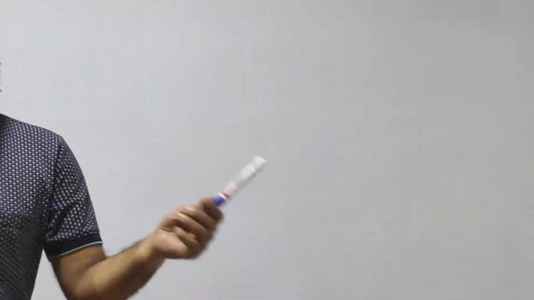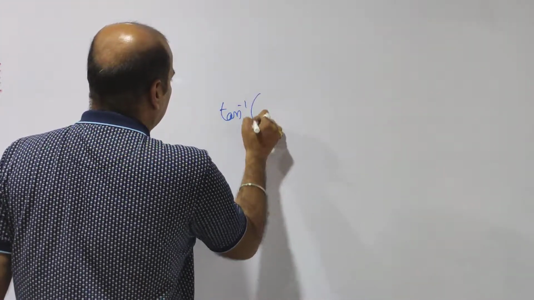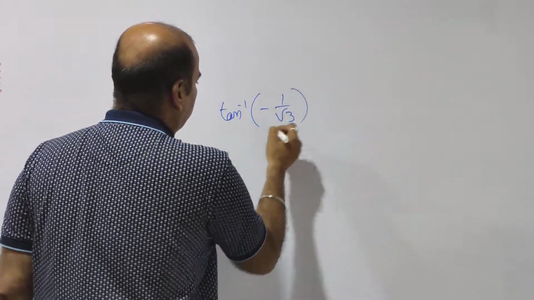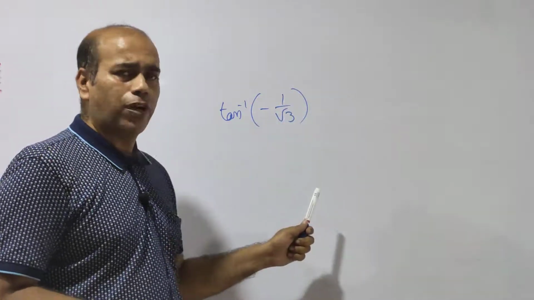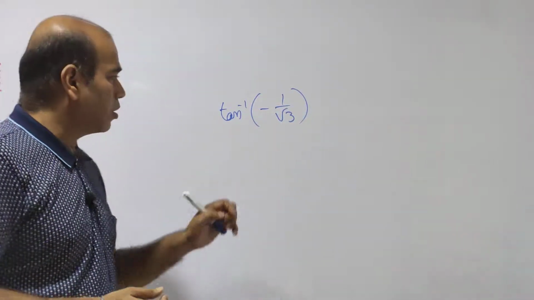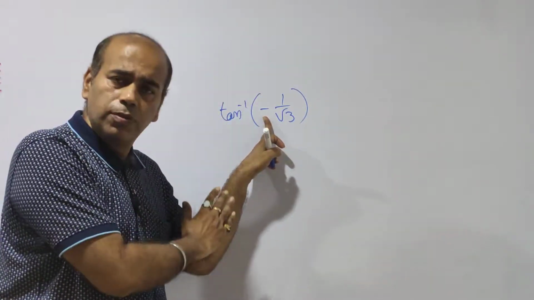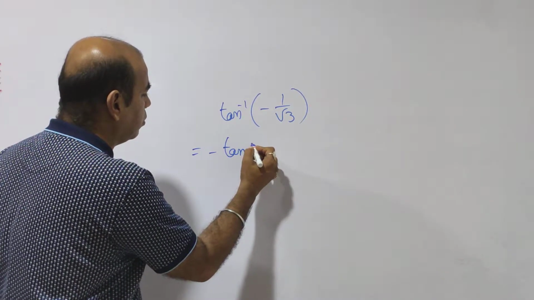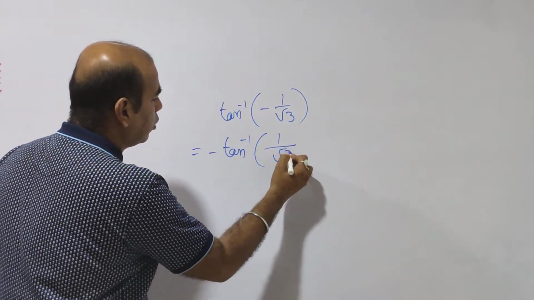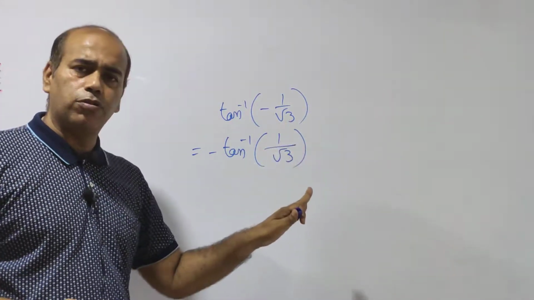Let me take an example from the book. The question is tan inverse of minus 1 by root 3. I am taking the first question from tan. There is a minus here, and my first work is to remove the minus. According to the formula, it is minus tan inverse of 1 by root 3, so the minus is now outside.